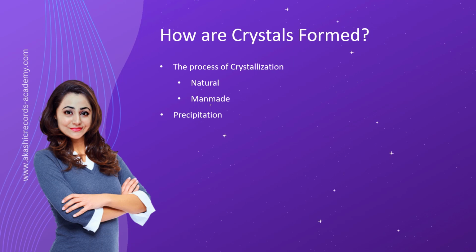Another mechanism is growth by precipitation. In this case, a dissolved substance in a solution is brought to a state of supersaturation, where the solution becomes unstable and cannot hold the substance in a dissolved state. As a result, the substance precipitates out of the solution and forms solid crystals.